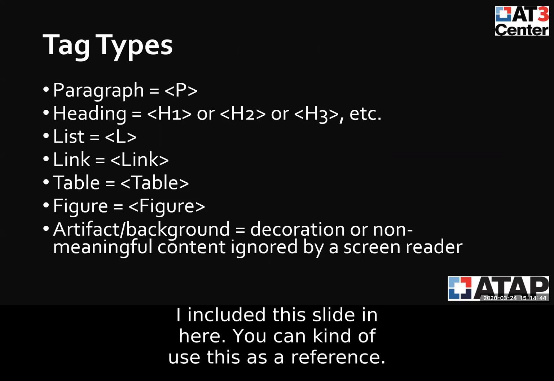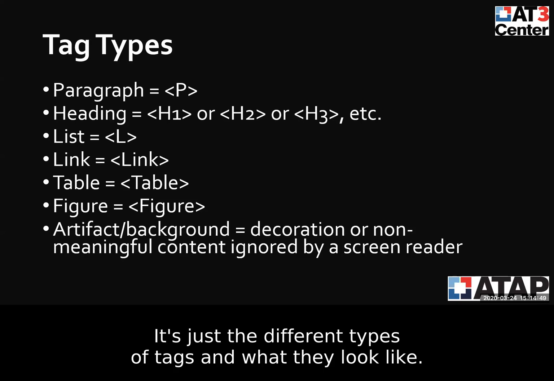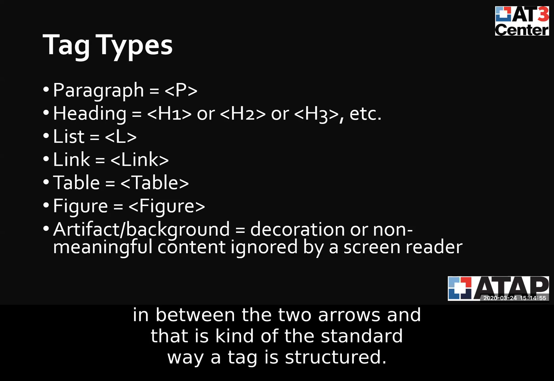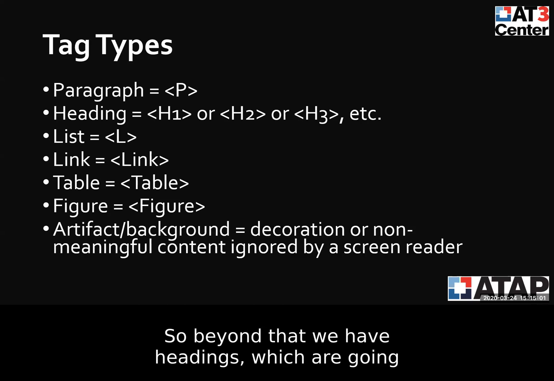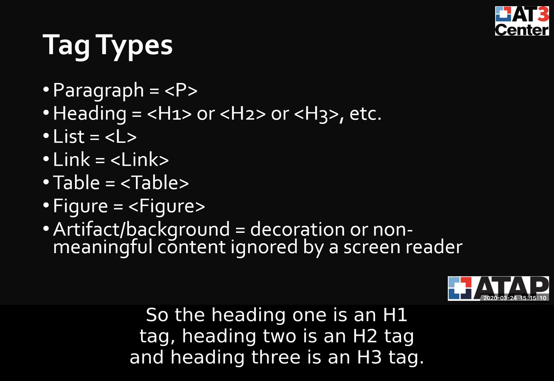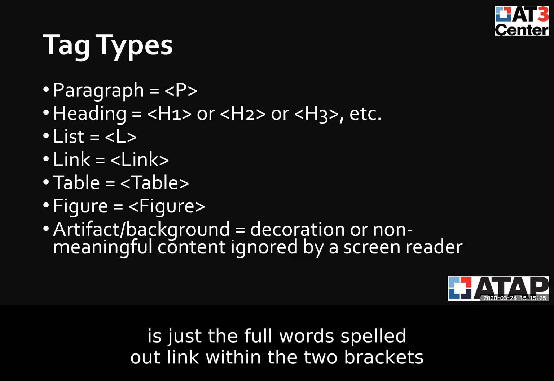I included this slide in here. You can use this as a reference. It's just the different types of tags and what they look like. So a paragraph, again, is just a left and right arrow with a P between the two arrows. And that's the standard way a tag is structured. So beyond that, we have headings, which are going to be denoted using the levels that they have. So a heading 1 is an H1 tag, and heading 2 is an H2 tag, and a heading 3 is an H3 tag. And then we keep going down. We have lists, which are just L tags. Links, it's just the full word spelled out, link within those two brackets.